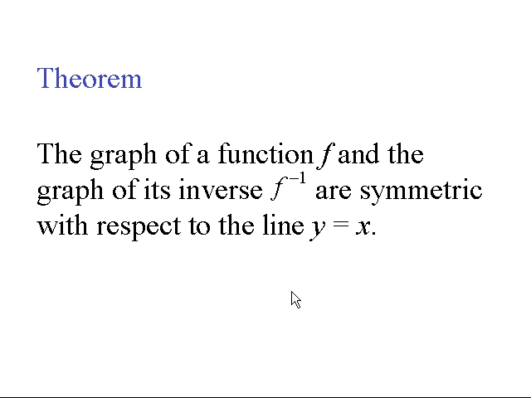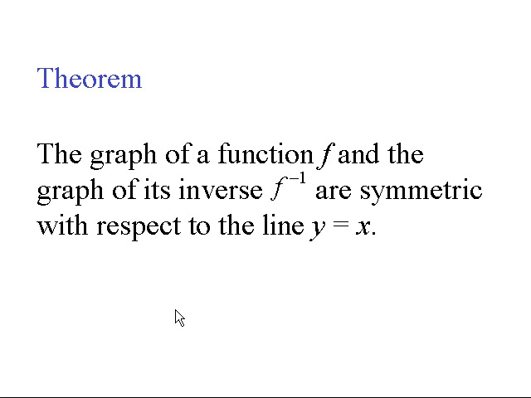A nice geometric way to recover one function graph from another, to recover the graph of the inverse function from the graph of the given function, is that the graph of the function and the graph of the inverse are symmetric, a mirror image in the diagonal line y equals x. The reason that works is reflecting a point about y equals x has the effect of interchanging the coordinates.